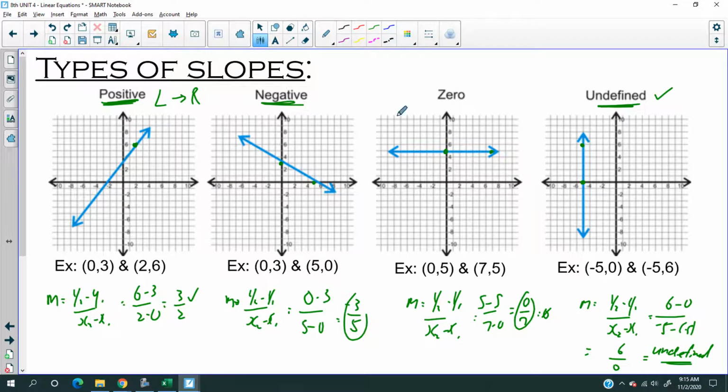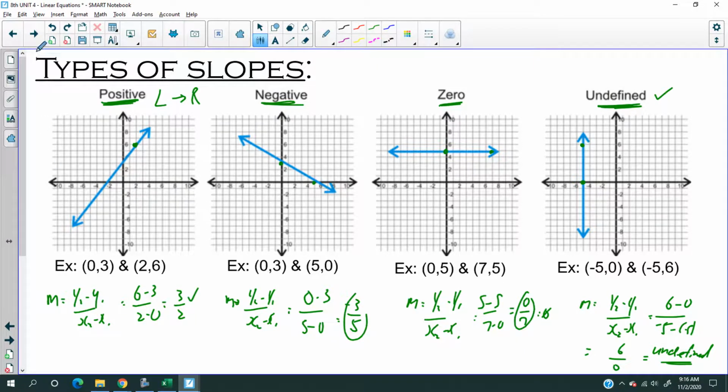Okay, so again, let's go over this real quick. Positive slope going from left to right goes upwards. Negative slope goes downwards. Zero slope, perfectly horizontal flat line. Undefined, perfectly vertical line. Okay, all right.